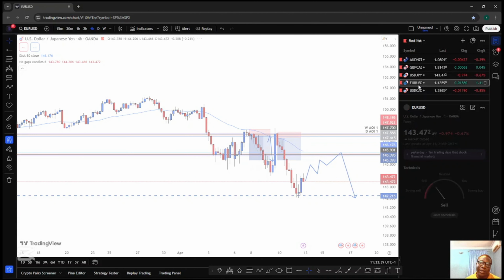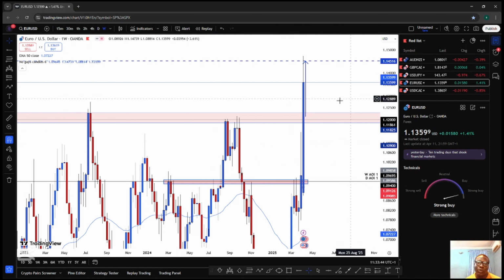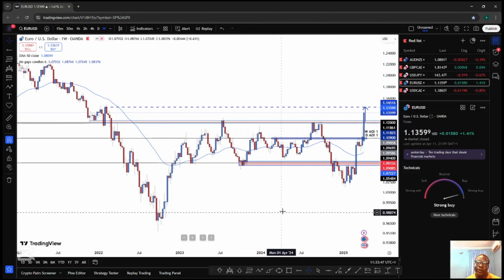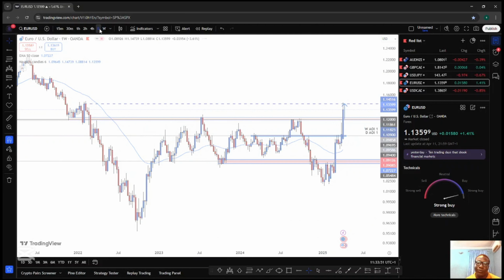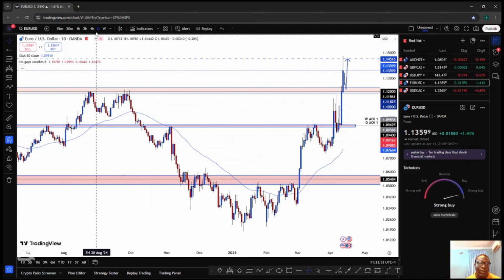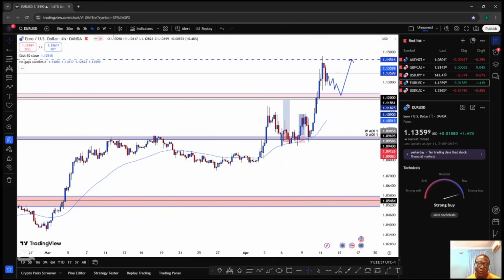The next pair that we have is EUR USD. EUR USD on the weekly time frame is very bullish. As you can see, on the daily time frame, the market is also bullish, and on the 4-hour time frame, the market is also bullish.